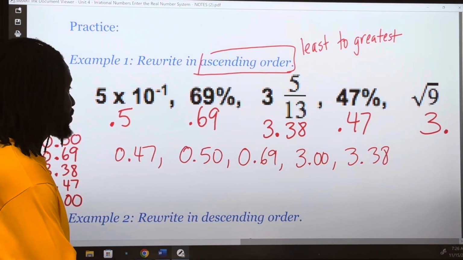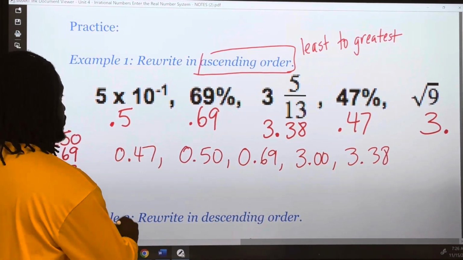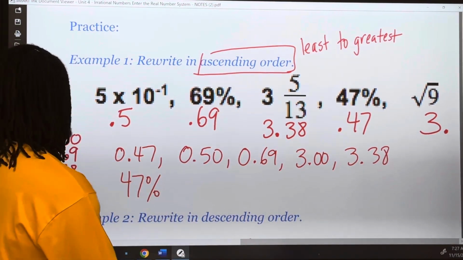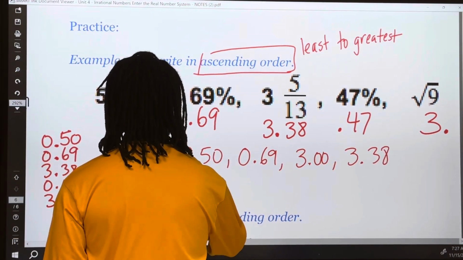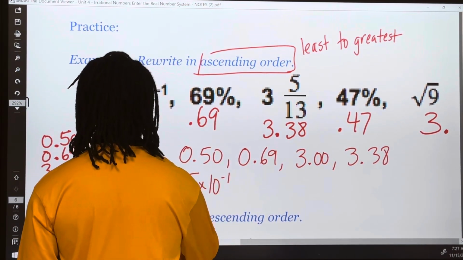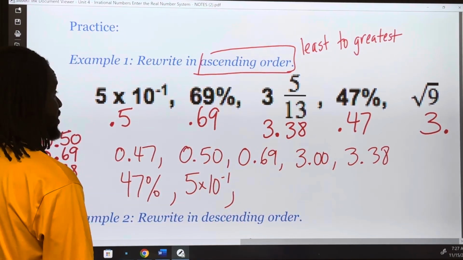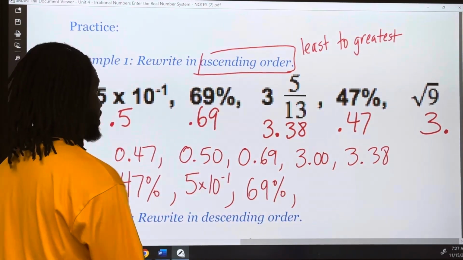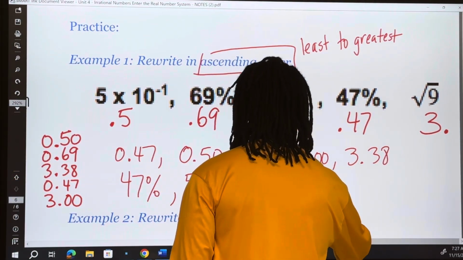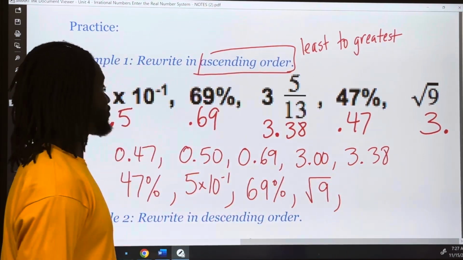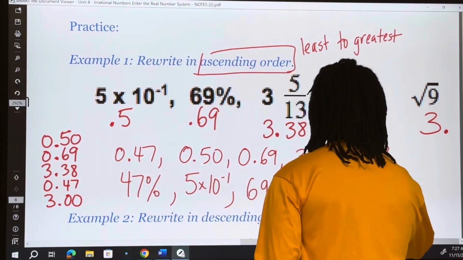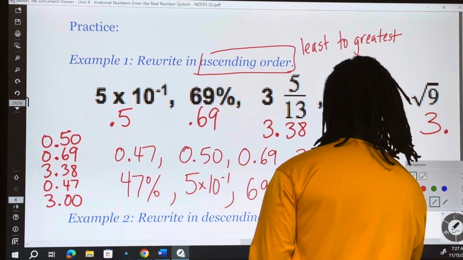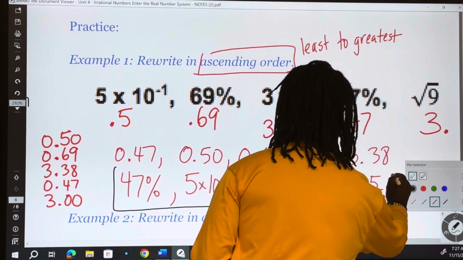All right. And then once I have done that, I need to go back and write them as they were originally. Okay. And so the 0.47 was 47%. The 0.5 was 5 times 10 to the negative 1. The 0.69 was 69%. The 3.0 was the square root of 9. And then the 3.38 was 3 5/13. Okay? And so this is my answer.